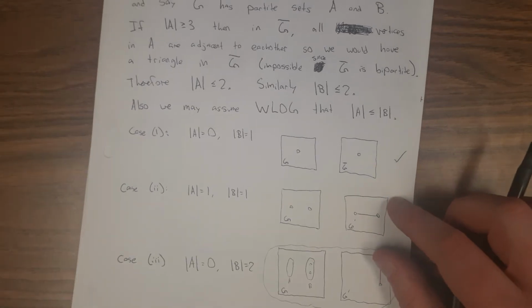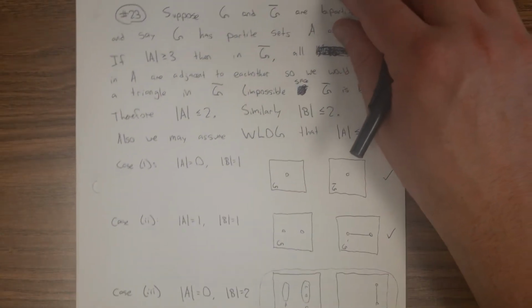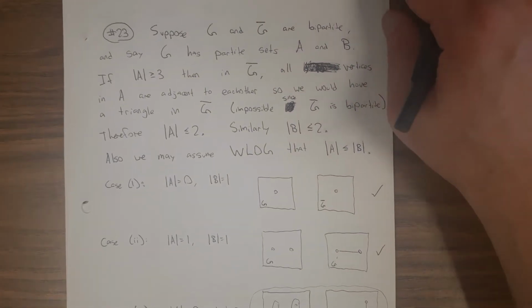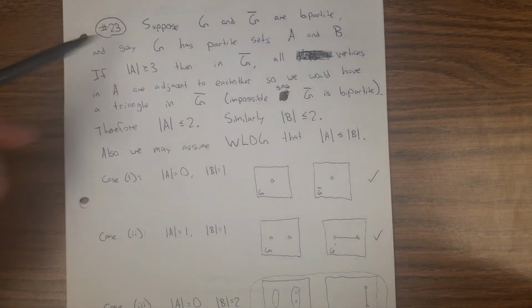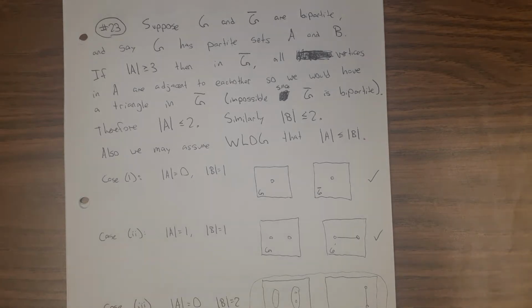Let's talk about the next one, which this one was probably the most work. It's safe to say, I think, the most work. So this is about graphs where both G and G complement are bipartite. I'm going to start with a simple observation that's going to limit the number of cases that we have to look at.